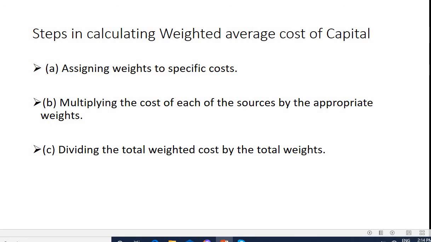Next, the last step is dividing the total weighted cost by the total weights. Total weighted cost means cost into weights. That total weighted cost we should divide by the total weight, that is equal to 100. These are the steps. The steps in calculating are very simple, and weighted average cost of capital is the simplest form of calculating the cost of capital.